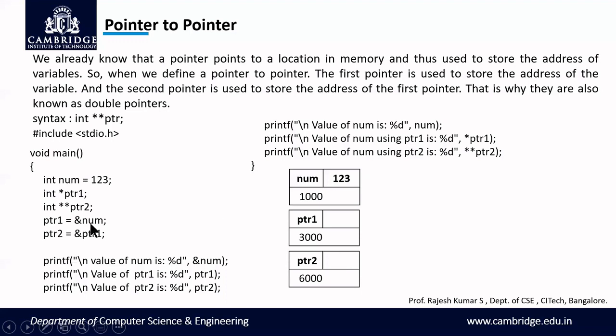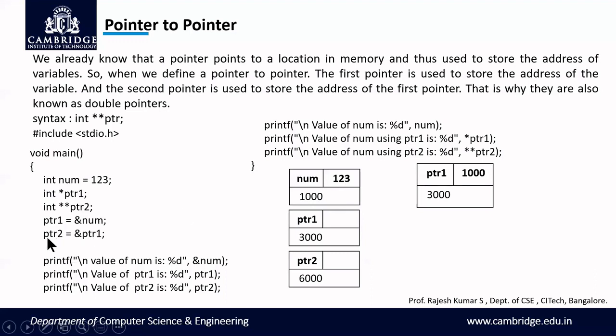Now observe this line, ptr1 equals address of num. I am assigning num's address to ptr1. What is num's address? The num variable's address is 1000. 1000 is assigned to the first pointer. You can observe that ptr1 has got the address of the variable, 1000. That is the meaning of this.